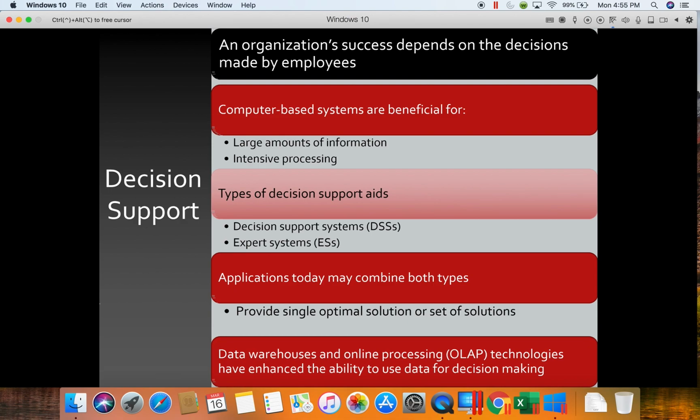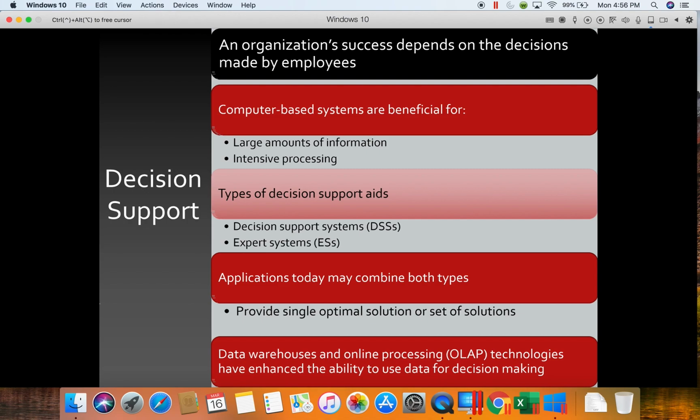Organizations are highly dependent on their employees making smart, efficient, and effective decisions in order to earn profits. Computer-based systems can be beneficial in this process because there is usually large amounts of information that need to go through intensive processing in order to be summarized and put in a format that is conducive for the employees to use it for those decisions.